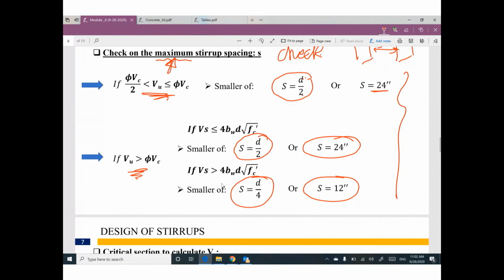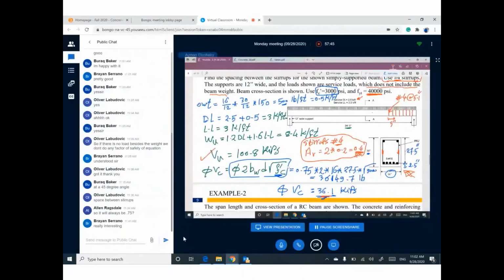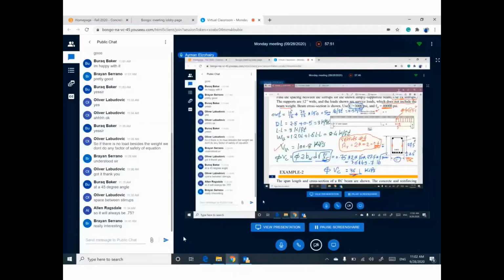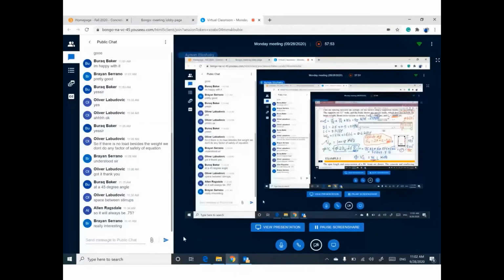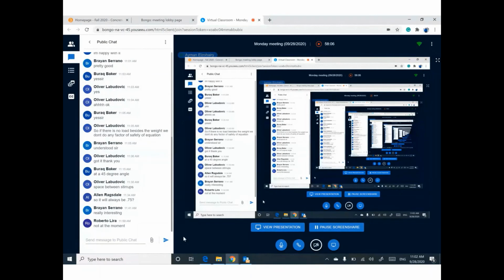So guys, what do you think? It's very easy. Design for shear, it's very easy. Do you have any question? Okay. Yeah, I have a question.